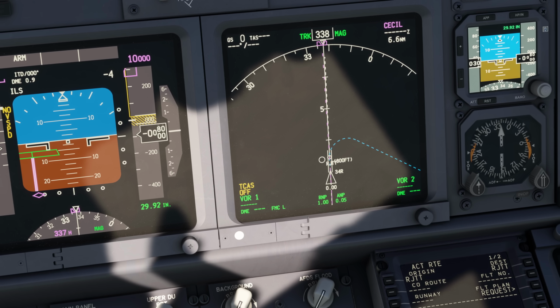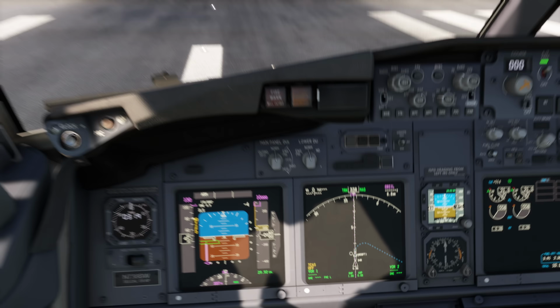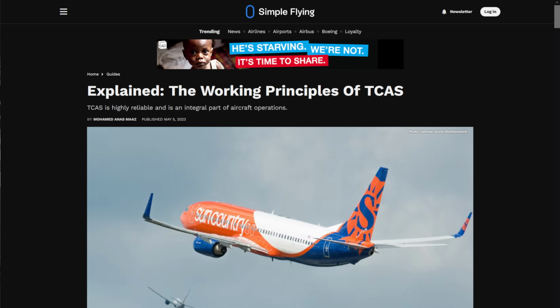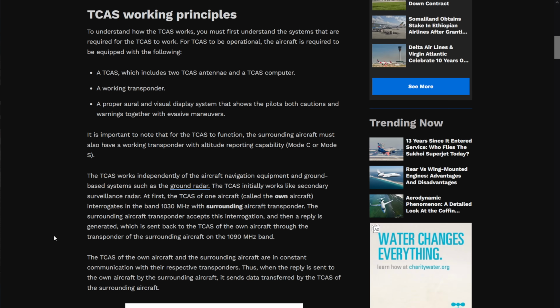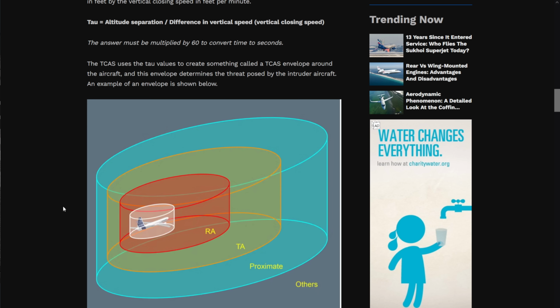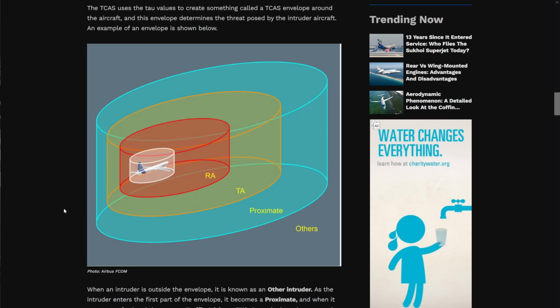Now, in order to understand a little bit more about that, let's have a quick look into some of the figures we can find from Airbus, from the FCOM. Now, obviously, I cannot publish Airbus FCOM material here. However, luckily, the colleagues from Simple Flying did exactly that. So we do have the original Airbus FCOM graphics available. I'm going to link the article in the video description below, as it describes in a very good level of detail exactly how TCAS works.